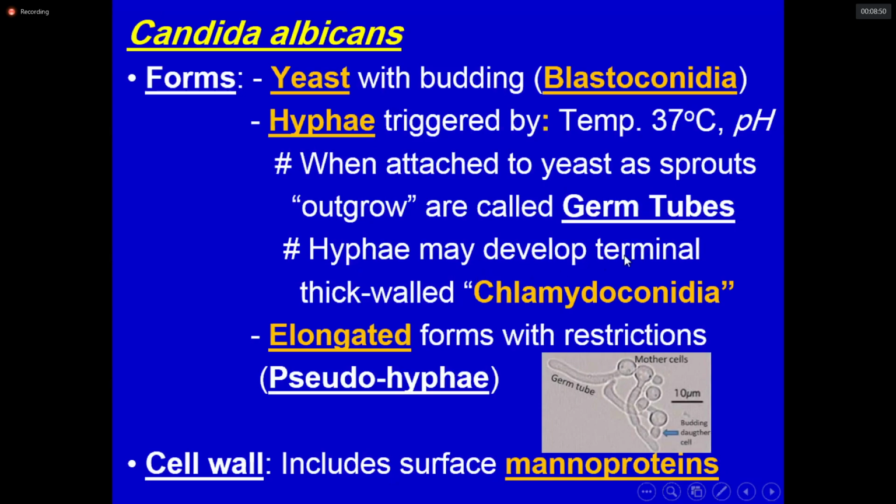The germ tube carries at the terminal end thick-walled chlamydoconidia. So blastoconidia are from the yeast form, and chlamydoconidia from the hyphae or germ tube. Sometimes we get an elongated form with restrictions, constrictions. I will show you a picture of it. This is called pseudohyphae. The cell wall includes a substance which is very important for attachment, mannoproteins, and we will also go through the details of this mannoprotein.